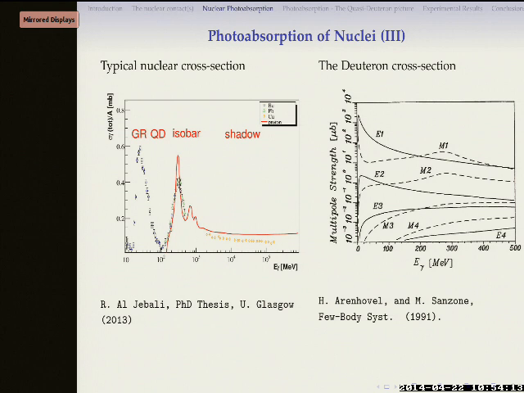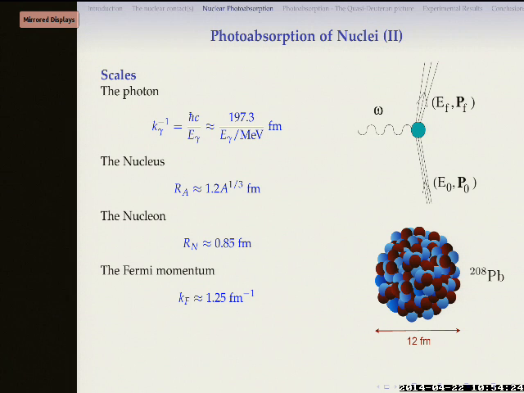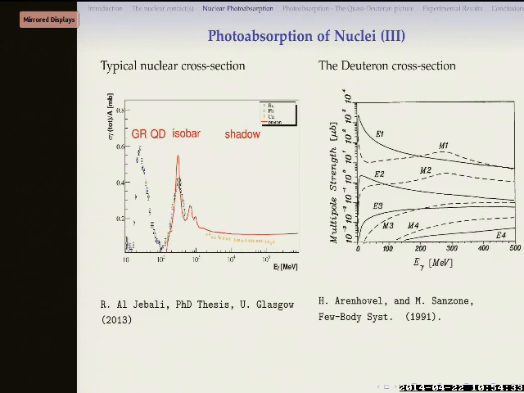So can I ask again about the lead? Lead is your favorite nucleus, I guess? No. Some people's favorite. I just have this picture. But if it's not your favorite, then I can imagine you're going to show us data as a function of the size of the nucleus. Yes, of course. But this is right at the end.